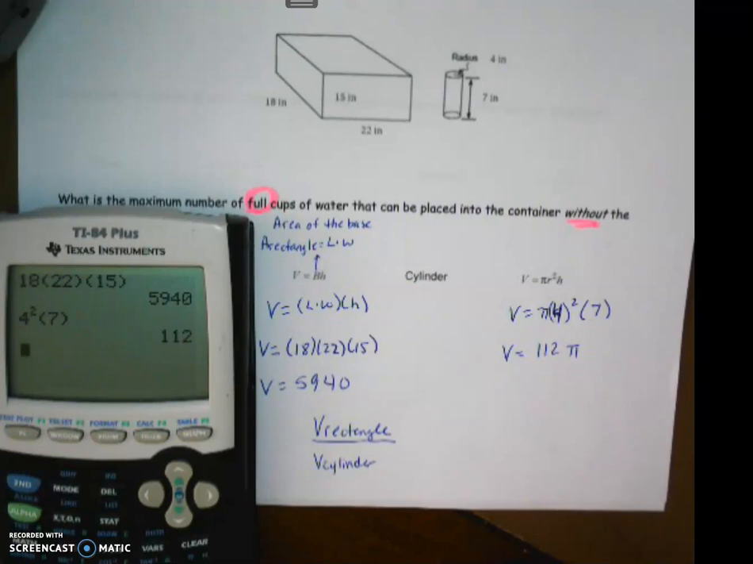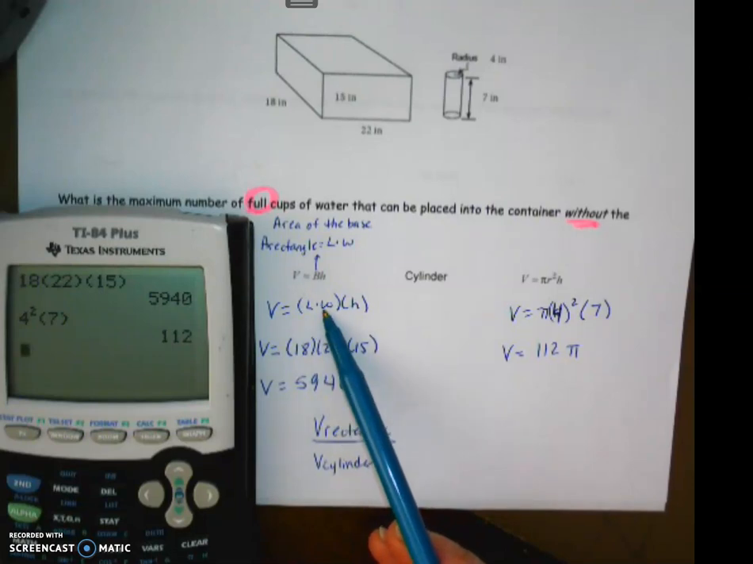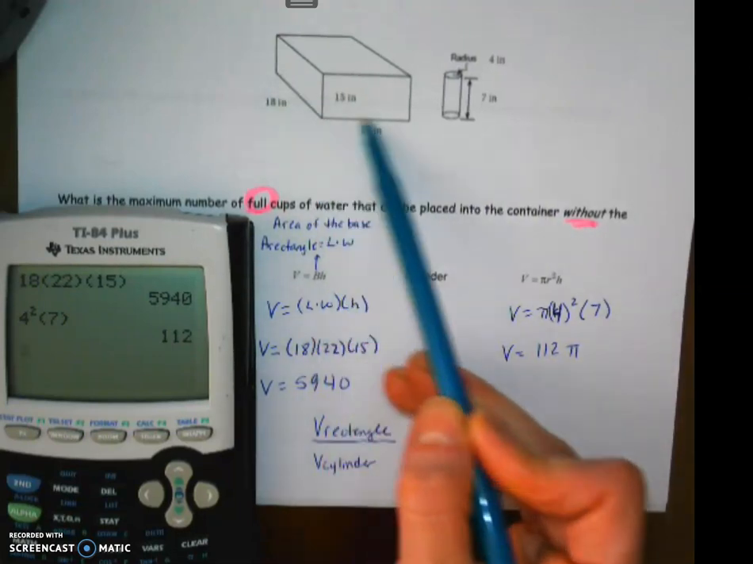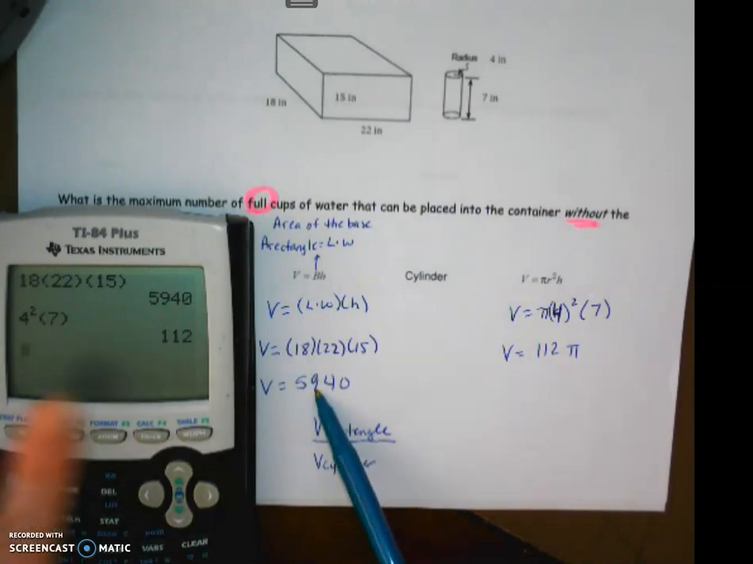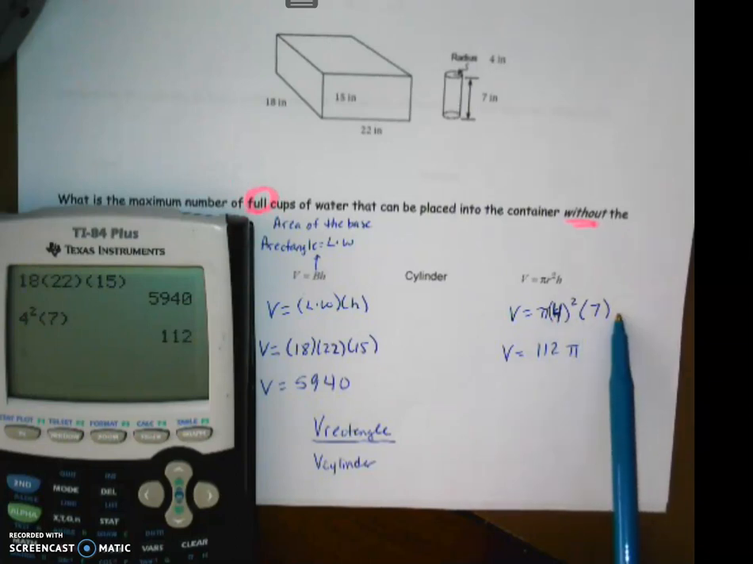All right, so I did the math in the calculator here. The volume of the rectangular prism is capital B, that's the length and width, the area of the two-dimensional rectangle, times the height. You should have gotten 5,940. The volume of the cylinder is pi times 4 squared, the radius squared, times the height of 7. I didn't put pi in the calculator. I'll do that at the very end.